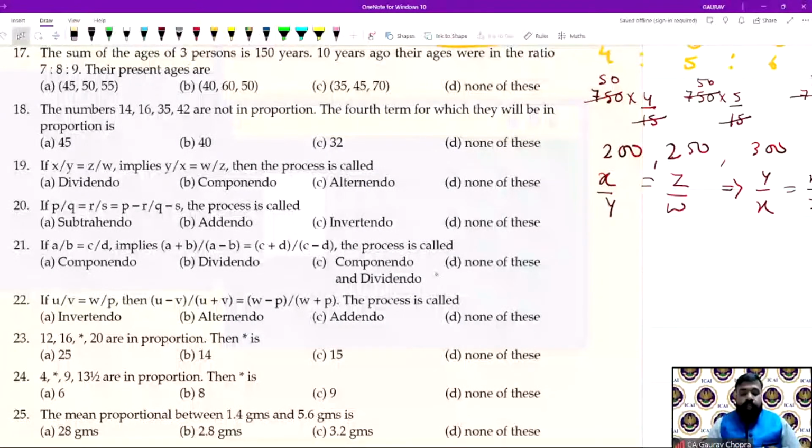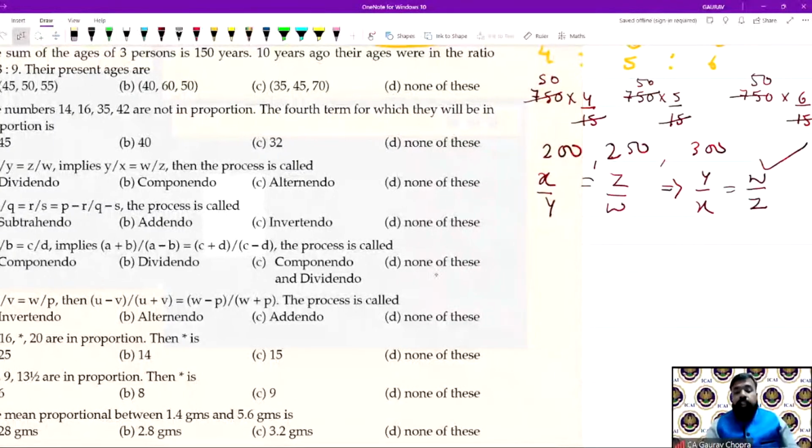Dividendo, componendo, alternando, or none of these. So we have changed the position of X and Y, Z and W. You are having 4 options: dividendo, componendo, alternando, and then none of these. So clearly it is known as invertendo, and invertendo is not in the options. So we have to mark none of these. Okay, so it was invertendo.